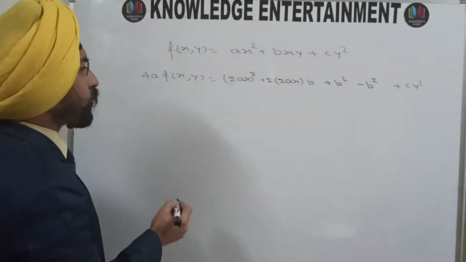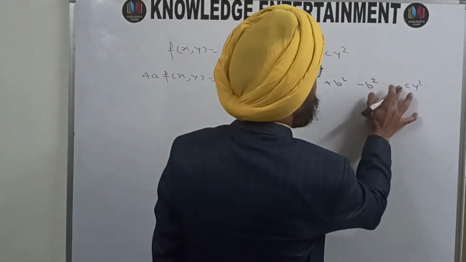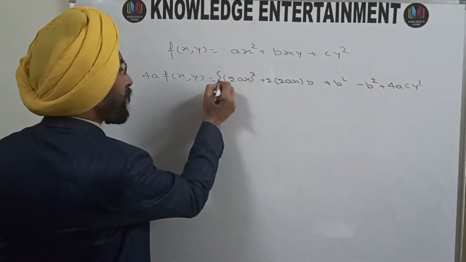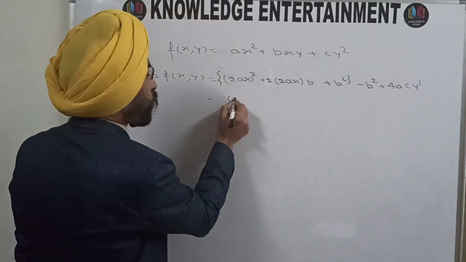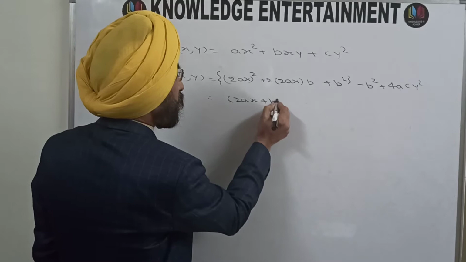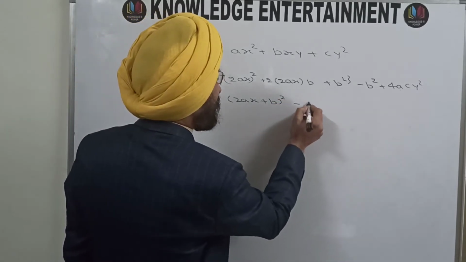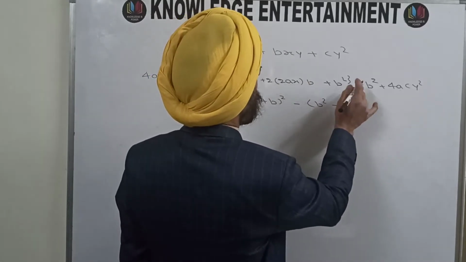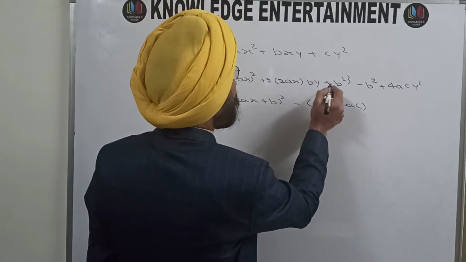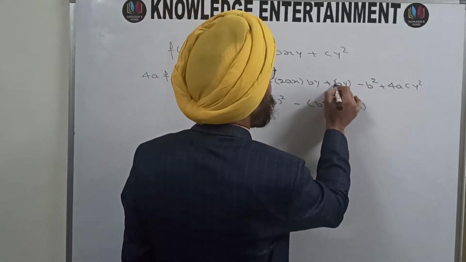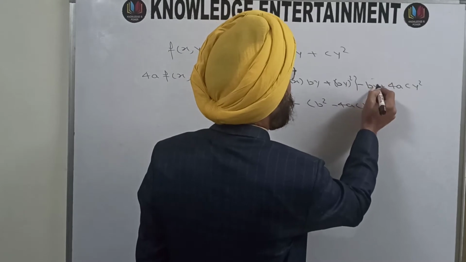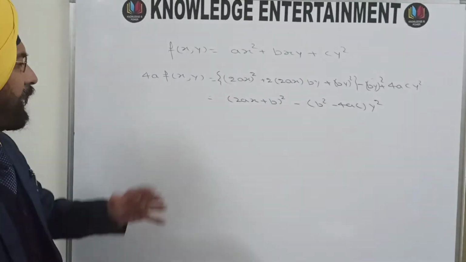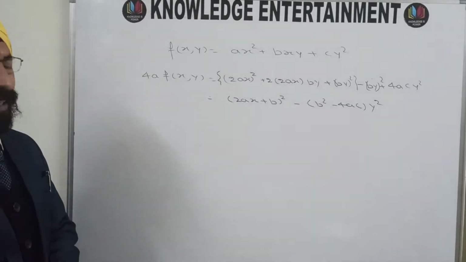And this last term will also be multiplied by 4a, so 4ac y square. Now this portion will become (2ax plus by) whole square, and then you will get minus b square minus 4ac, times y square. It is y here, so it is not b square, it is in fact by square, and here also it will be by square, and y square here. So this will be the value of 4a f(x,y).